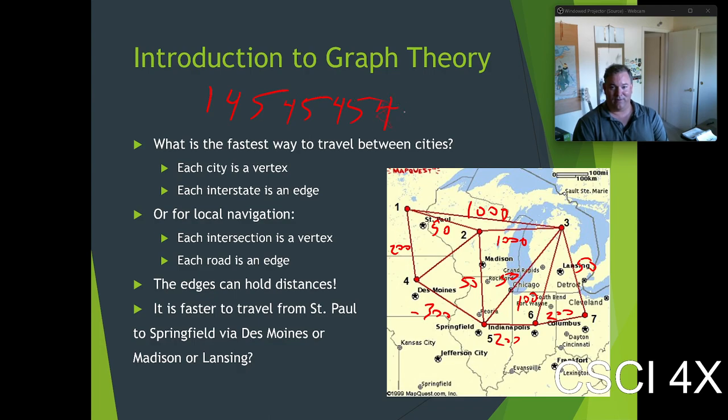How about we go from 1 to 4 to 5 to 4 to 5 to 4 to 5 to 4, 5 to 4 to 5. Now, when you're sending a network packet, there's a maximum hop length of 32. There's something called a time to live on a packet, and every time a router routes something, it will decrement it by 1. And if it ever hits 0, then it discards the packet.